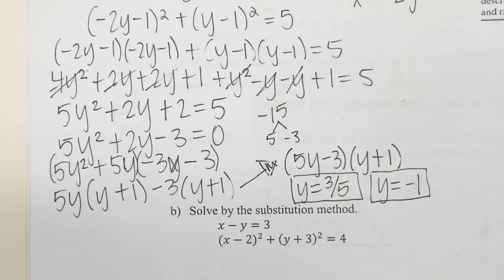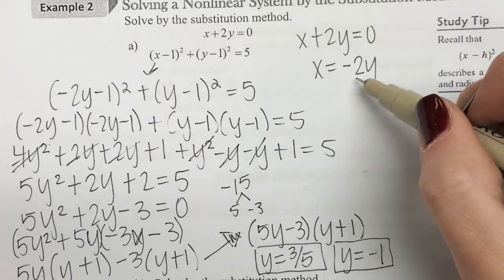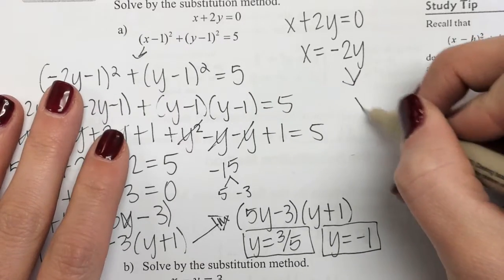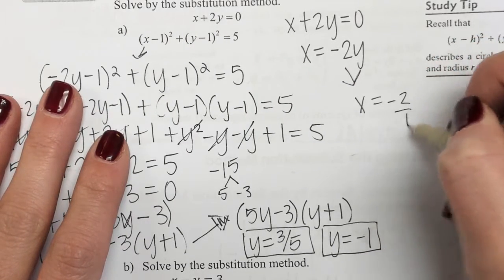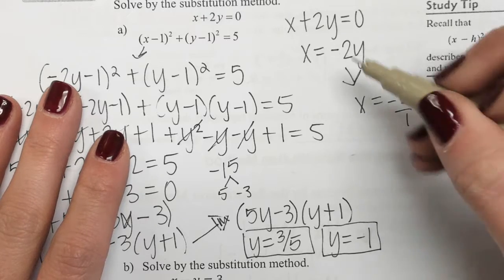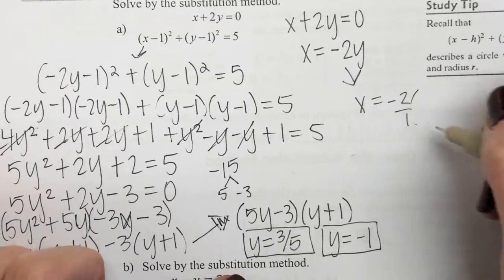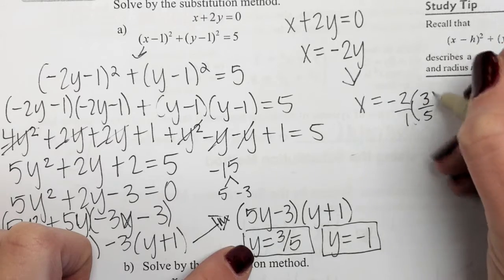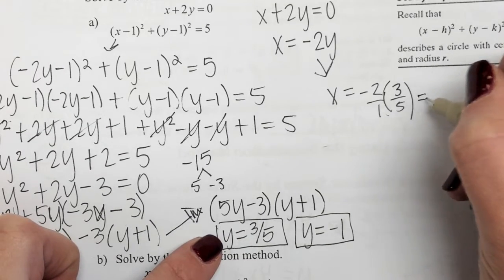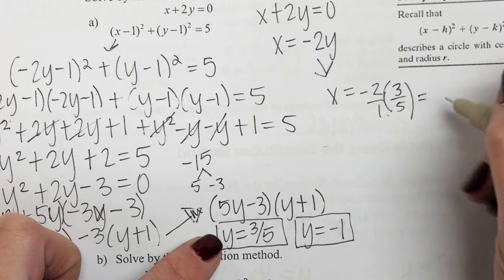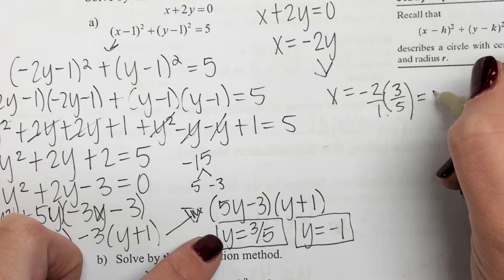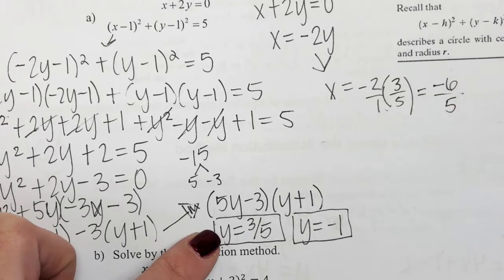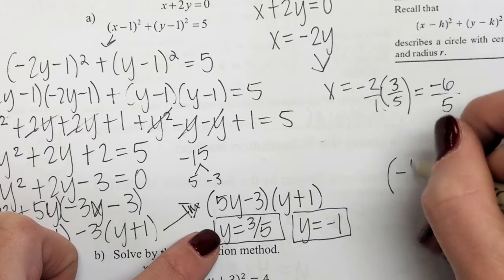Alright, so to plug it in, I would probably plug it into this one. X equals negative 2y. It'd be easiest. So here we'll have x equals negative 2. I'm going to write it as a fraction. Nobody freak out. Same thing. Times this y, which is what? 3/5. So when we multiply fractions, we multiply straight across. So the top's going to be what? Negative 6. Over? Good. So one of our coordinate points is going to be negative 6 over 5.